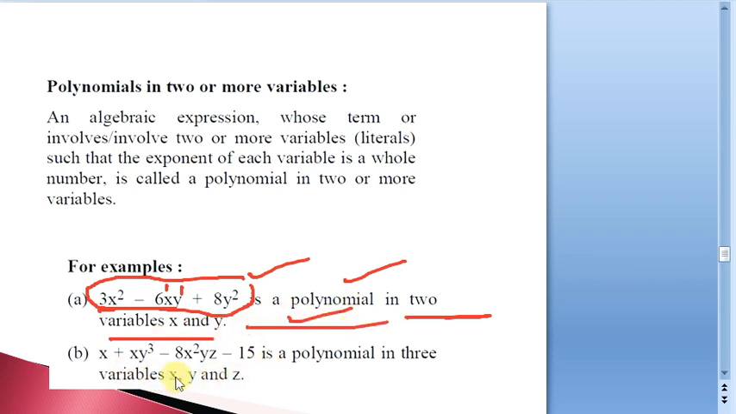Now see here, three variables are involved. x is there, y is there, z is there. First of all, is it a polynomial? Yes. Why? Because even though three variables are involved, all the powers are whole numbers only. So it is a polynomial in three variables. So depending upon the number of variables, we can classify them as polynomial in one variable, polynomial in two variables, polynomial in three variables, and so on. That is the parameter we are taking for the classification, just keep in mind.